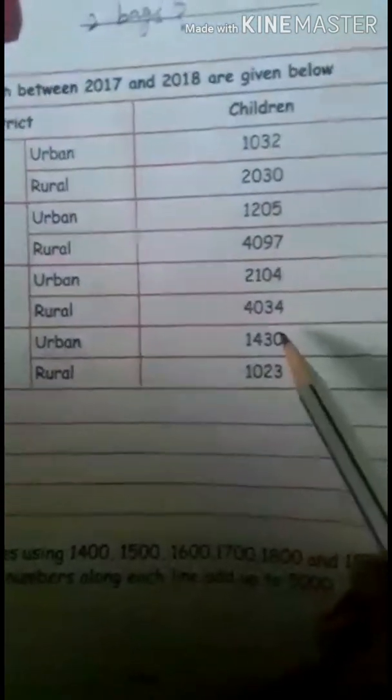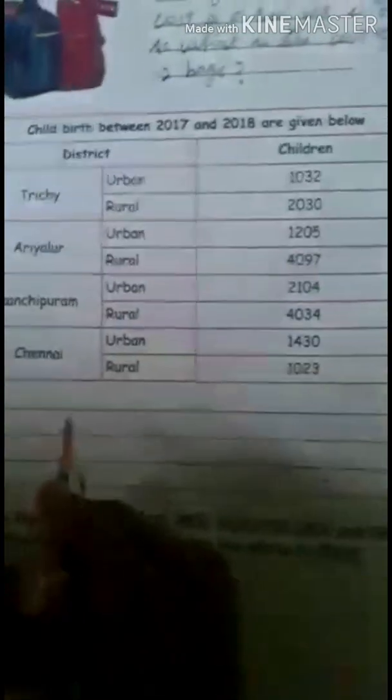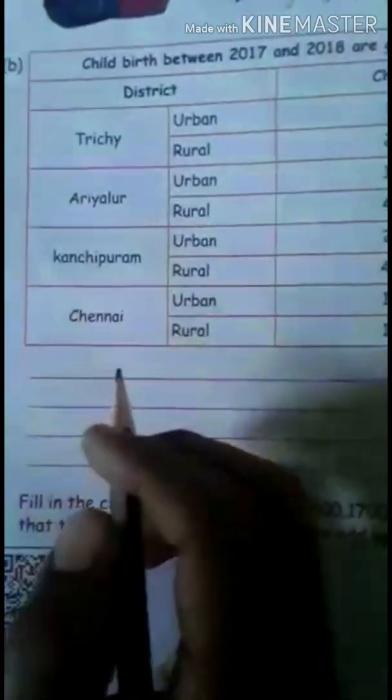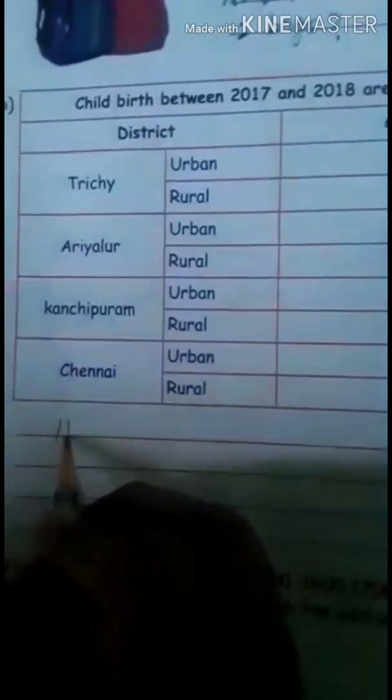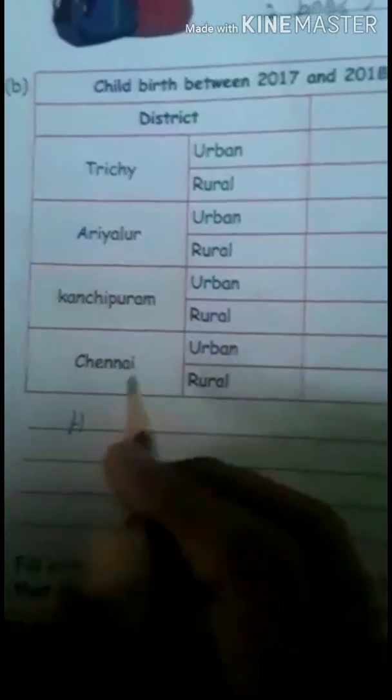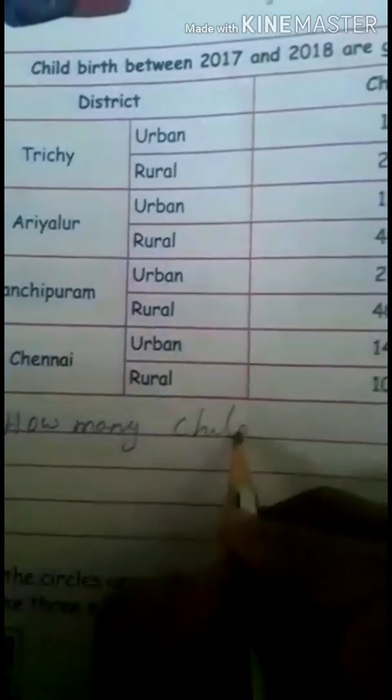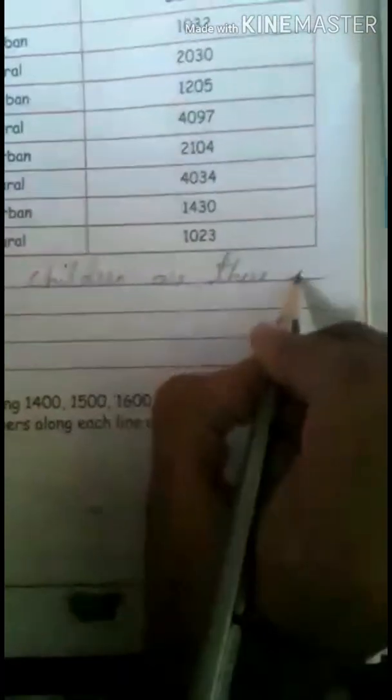Childbirths between 2017 and 2018 are given below for 5 districts. We have to create the word problem. So how do we create? How many children are there in 5 districts?